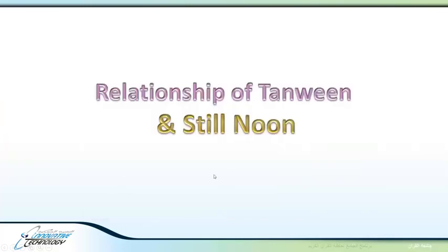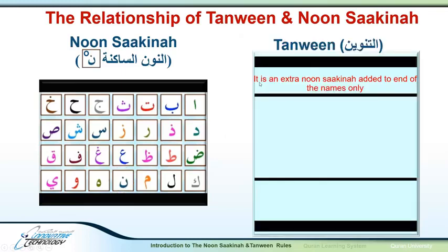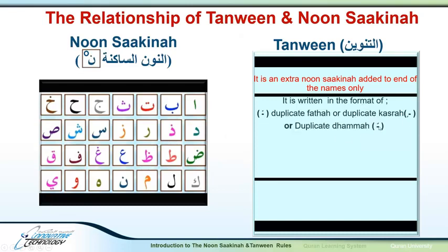The relationship of tanween with nun sakinah, still nun. Now, what's tanween and what's the relationship of tanween and nun sakinah? As we said, nun sakinah is basically one of the letters of the alphabet with a sukoon, with still no haraka. Now the tanween, it is an extra nun sakinah added to the end of a name, any name, and it's written in the format of duplicate fatha or duplicate kasra or duplicate dhamma. So there are 3 types of tanween: tanween with fath, tanween with kasr, tanween with dhamm.